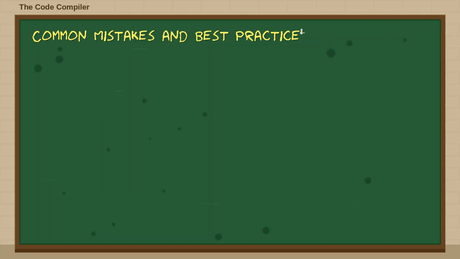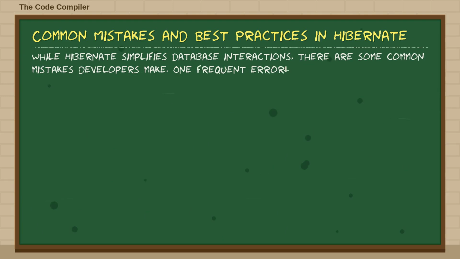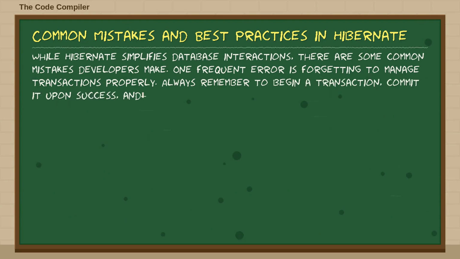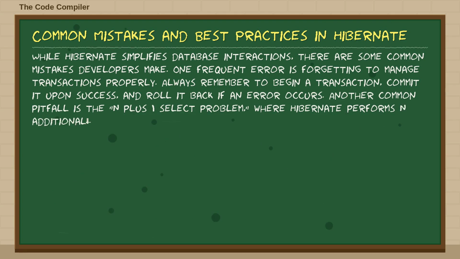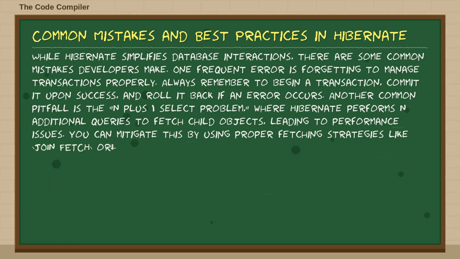While Hibernate simplifies database interactions, there are some common mistakes developers make. One frequent error is forgetting to manage transactions properly. Always remember to begin a transaction, commit it upon success, and roll it back if an error occurs. Another common pitfall is the n+1 select problem, where Hibernate performs n additional queries to fetch child objects, leading to performance issues. You can mitigate this by using proper fetching strategies like join fetch or batch fetching.